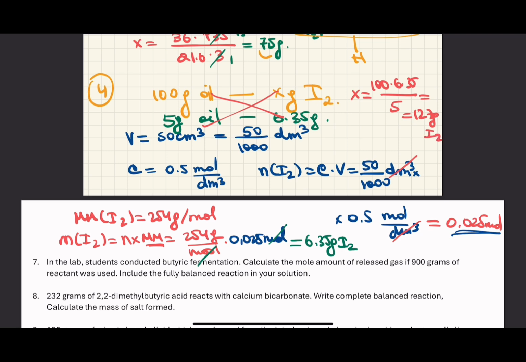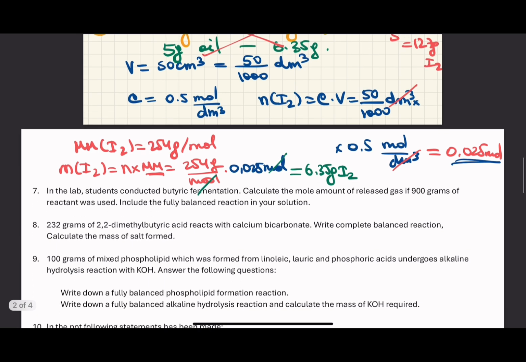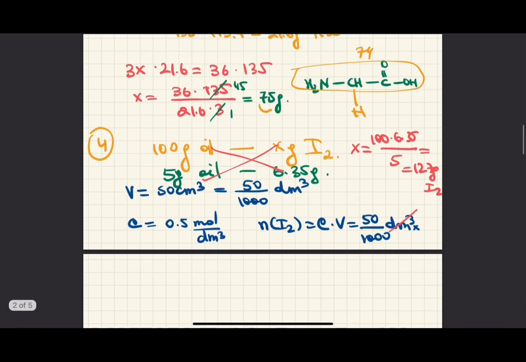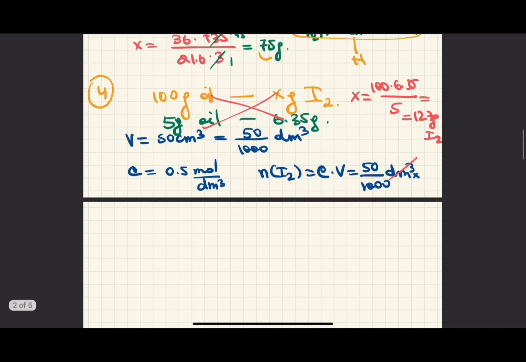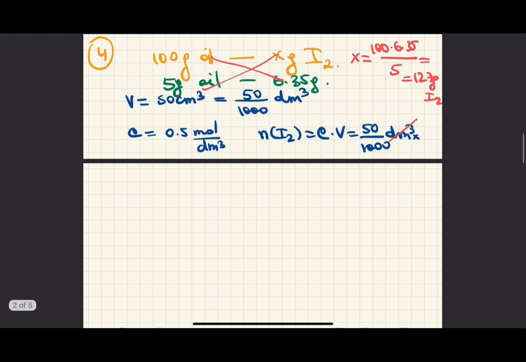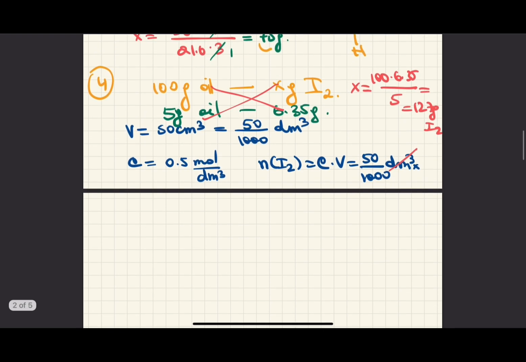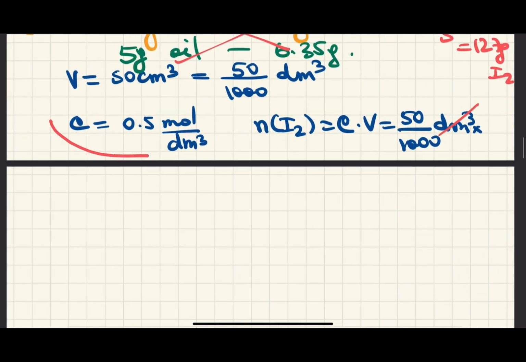Now, when we wanted to find the iodine number, it also has to do with the amount of double bonds, right? In this case, we right away figured out the mole of iodine using concentration and volume, right? We did the concentration times volume. We got our iodine mole amount, 0.025 mole. And this was required for 5 gram of oil.